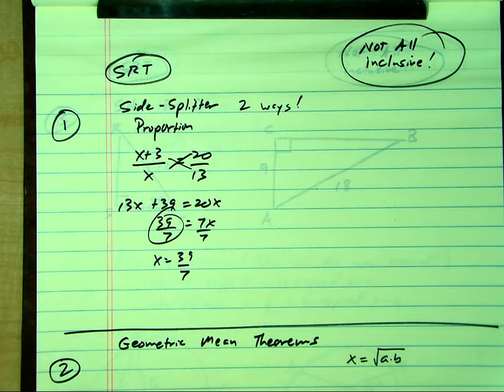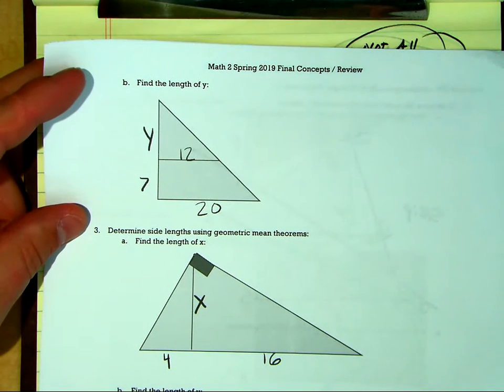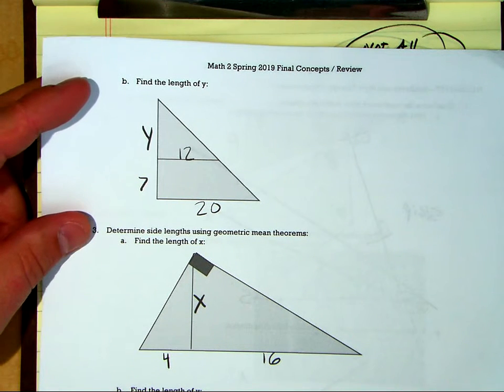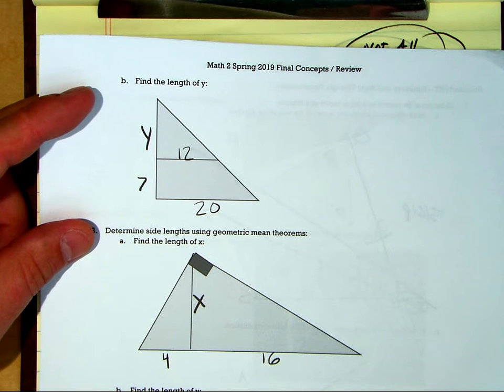And then the other way to see the side splitter is like this, and this gave you students fits figuring this one out. Okay, because I think this one actually becomes a quadratic or becomes quite ugly. Let's figure out the length of y.